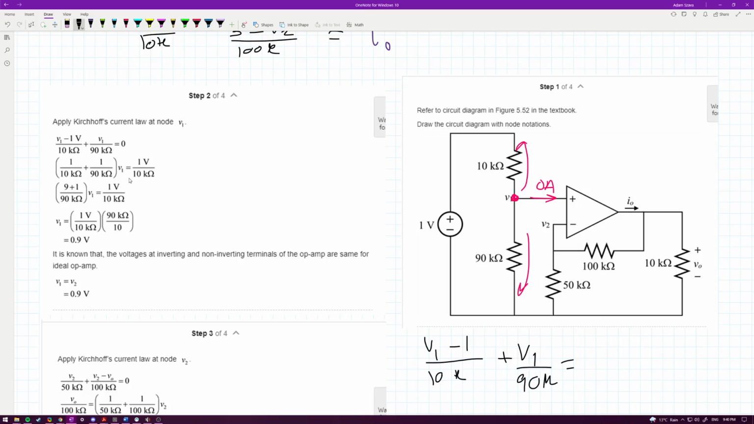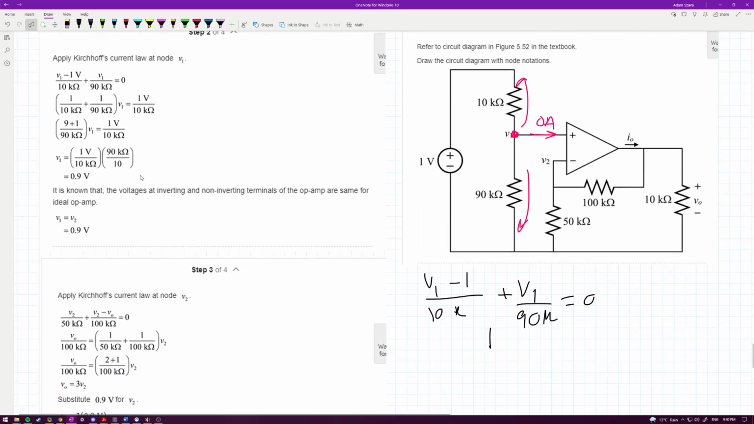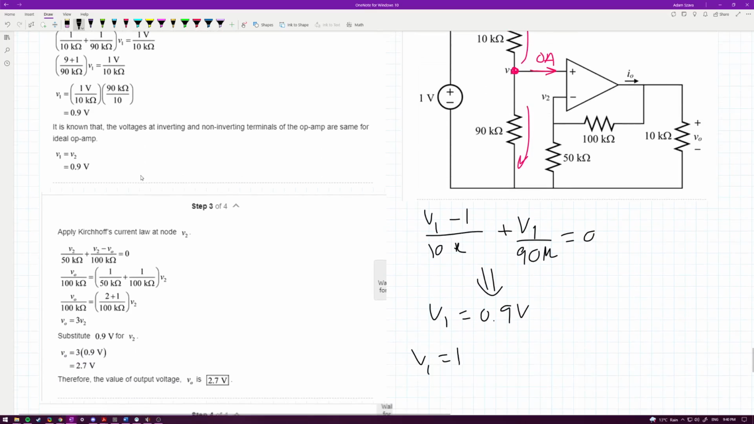And you can just solve for V1 there, and then you also note after that V1 equals V2. So we're just going to assume you can solve this for V1 equals 0.9. And then that's equal to V2, and then you just do another nodal analysis at V2, right?